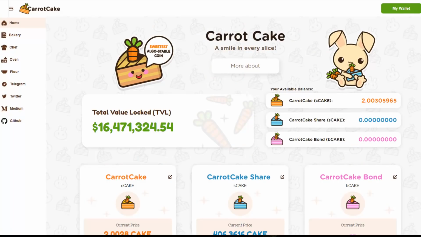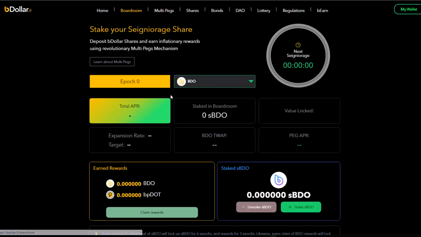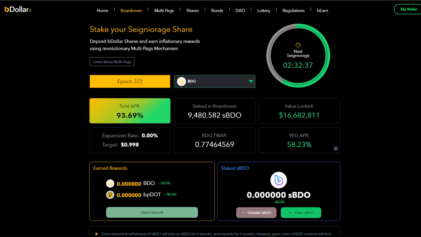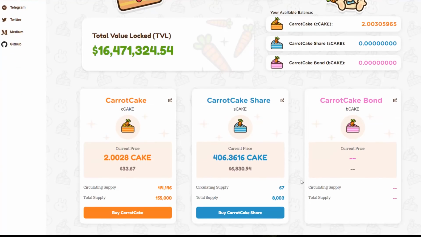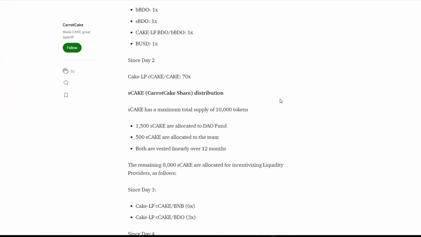bDollar has made new things now with this multi-pegs, okay? And they've upgraded their boardroom here. So they're always innovating, and these guys are kind of taking that same model. So let's go and have a look at what sort of yields you can get. Here, this one's paying the most at the moment. The first 7 days it's going to pay the most. So if you're thinking about getting in on this, the earlier you get in, the better.